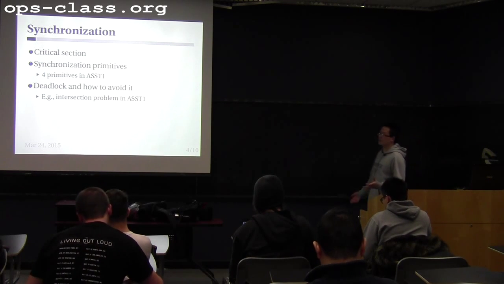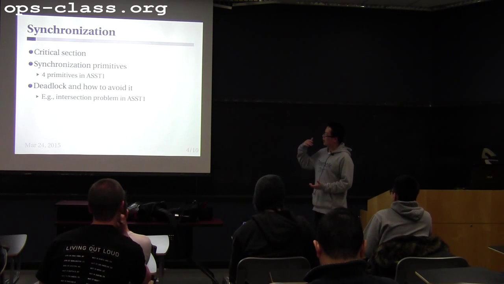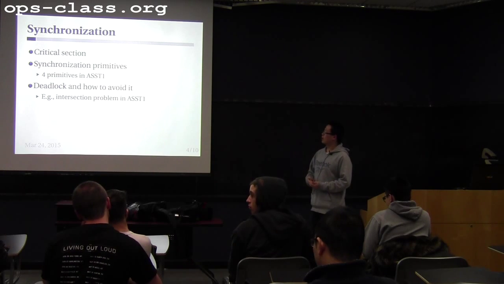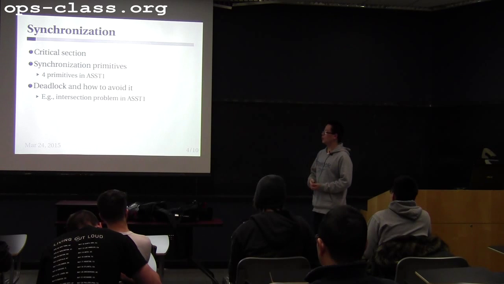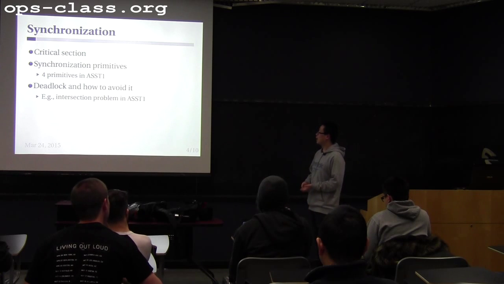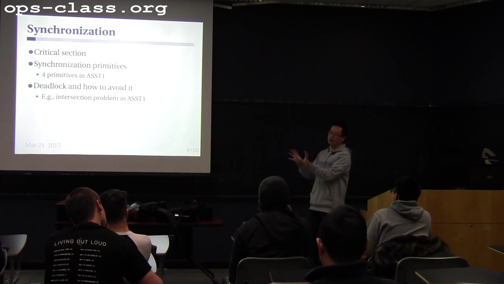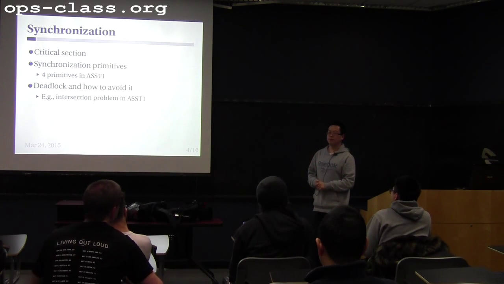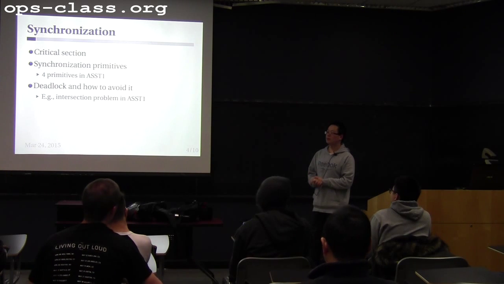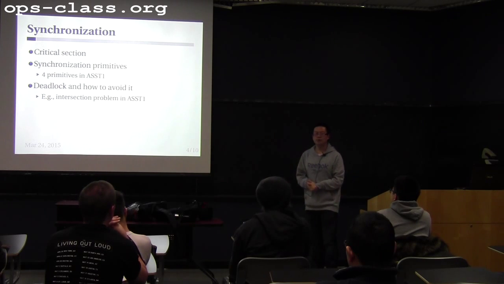And also, given these four conditions, how to avoid deadlocks, right? So basically, by avoiding that, we mean if you break just one of the four conditions, you avoid deadlock. For example, in the intersection problem in assignment one, how do you avoid the deadlocks? So we have four quadrants as four shared resources. And so how do you guys solve the problem? Which conditions did you break?